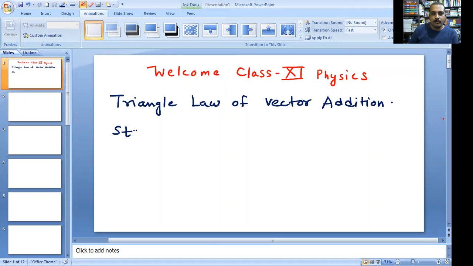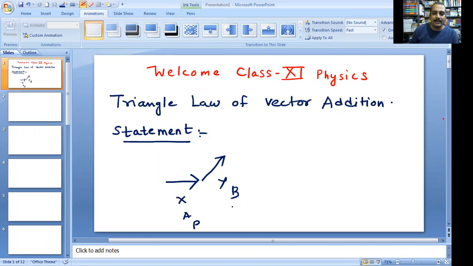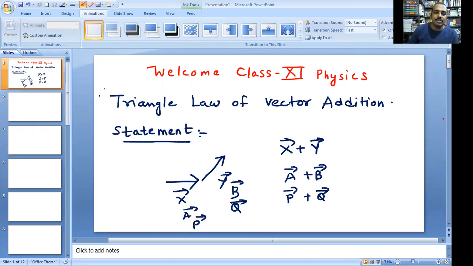First of all, we should know what is the statement of this law and why this law is so important. When there are two vectors, they can be any two vectors, x, y, a, b, p, q, any two vectors, and we have to find their sum, that is, vector x plus vector y, or vector a plus vector b, or vector p plus vector q, then this triangle law of vector addition comes to our help, and this is very useful and very important. So what is the statement?